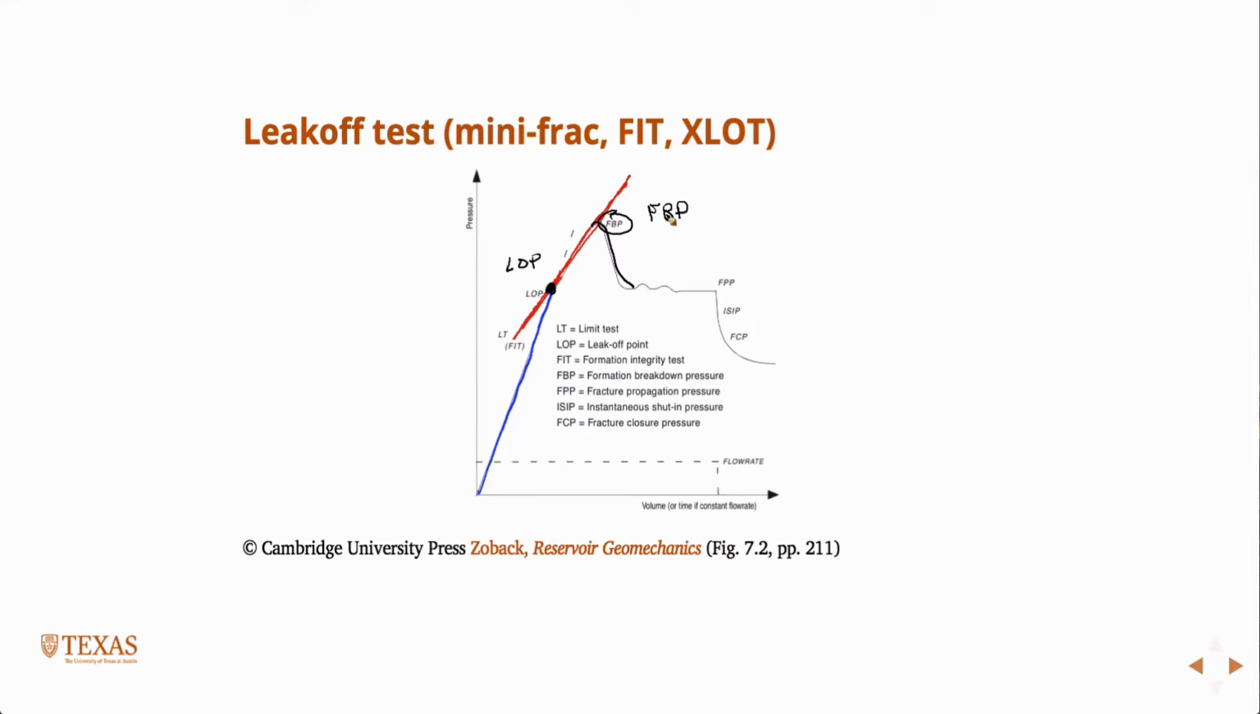And so then eventually, you'll see the pressure drop, and you'll reach this kind of plateau area, and the pressure at which you see that plateau is called the formation propagation pressure, the FPP. Okay. And so this is the pressure at which you're growing a stable hydraulic fracture.